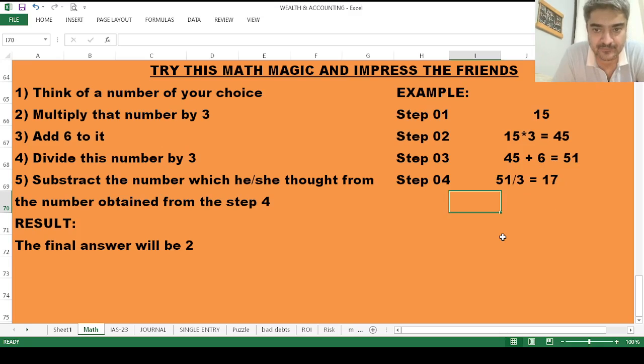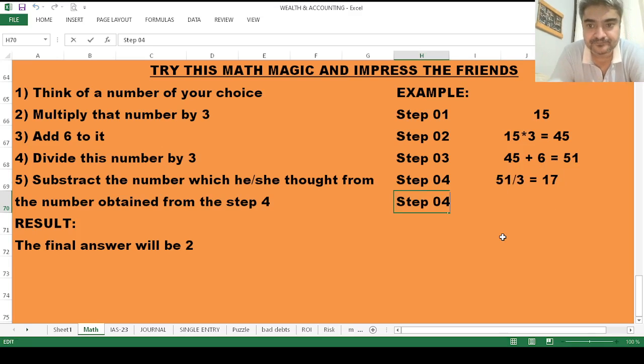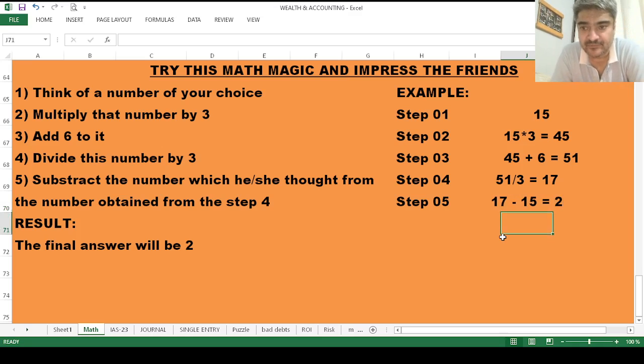Now in the fifth step, what we need to do is, from the resulting number, which is 17, we subtract the number which we thought of, which is 15. It is equal to 2. So that is the magic trick, that you will think of any number in your mind and then follow this process. The resulting answer will always be 2.